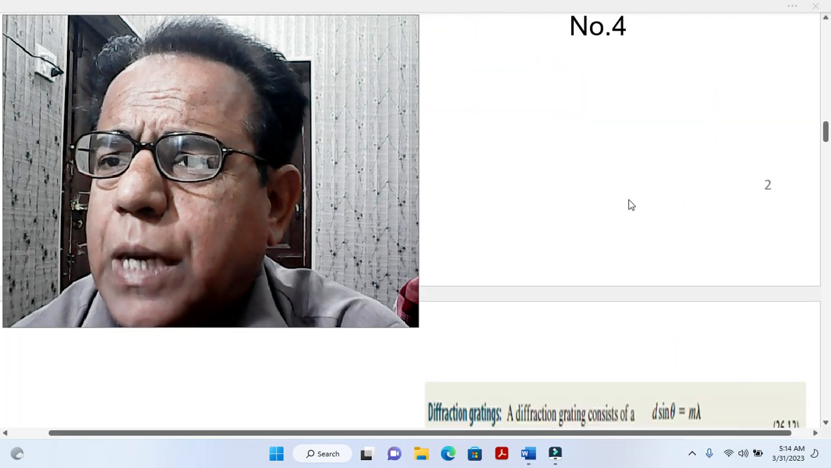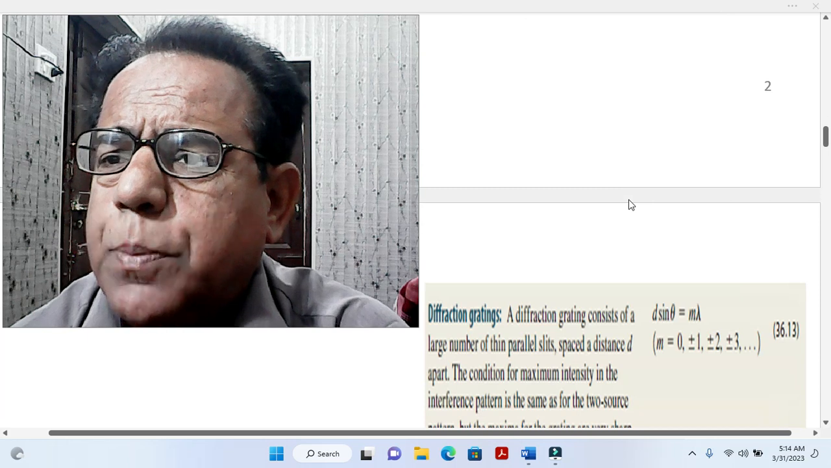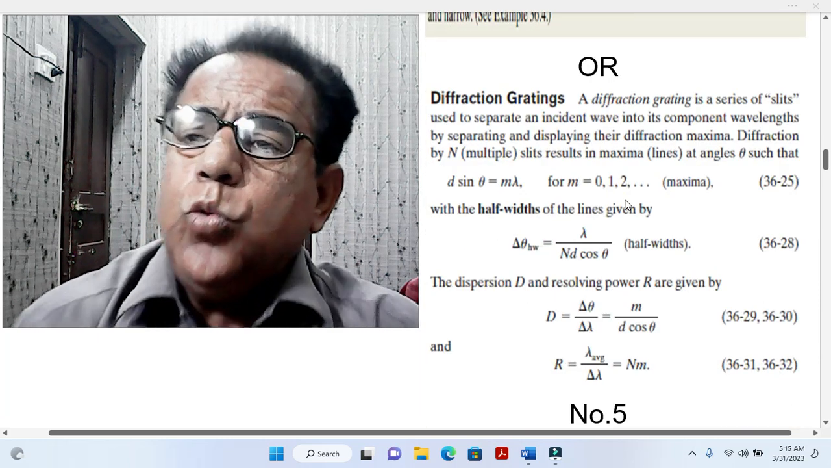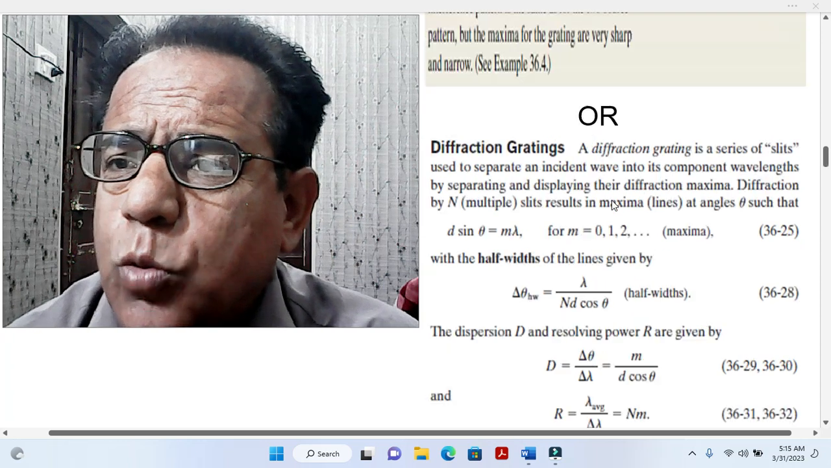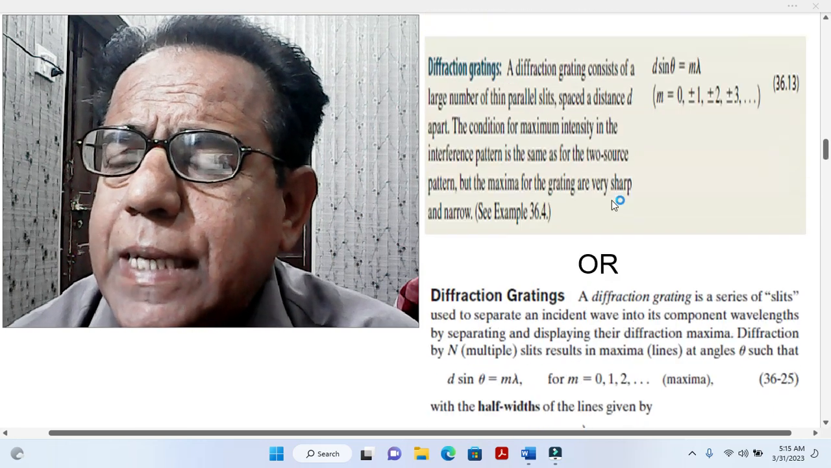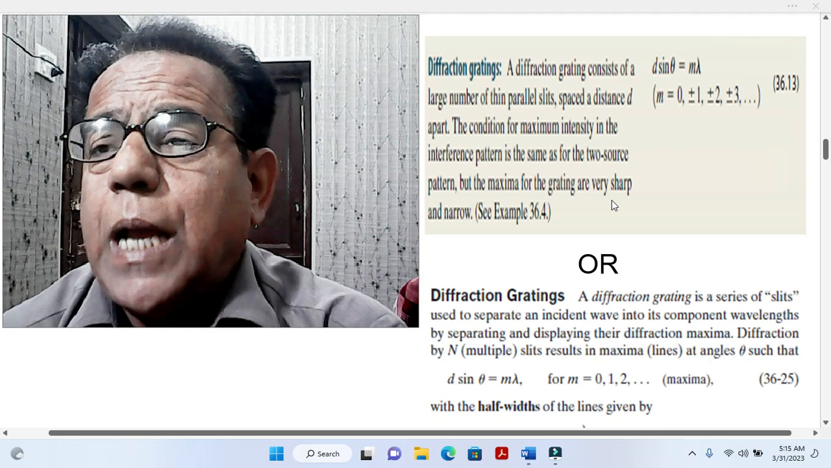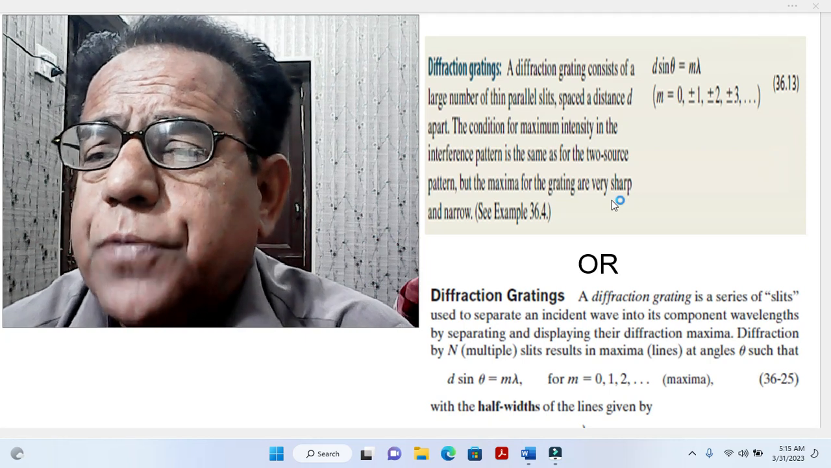Now we come towards tool number 4. Tool number 4 has been taken in two different versions. One and the same thing has been taken from two different books. A snapshot has been taken from two different books.